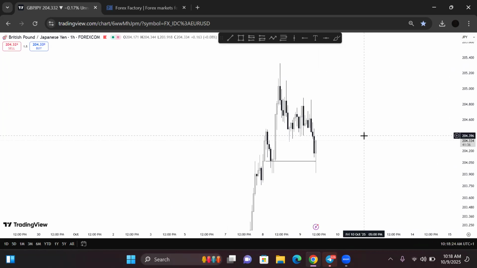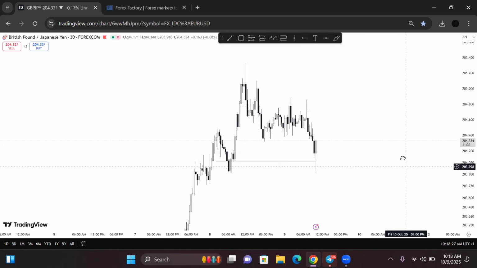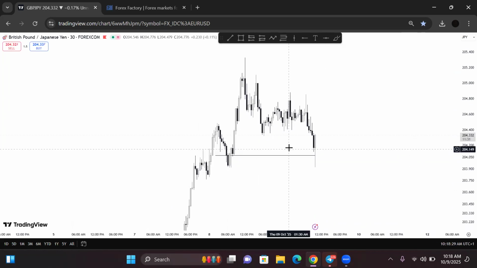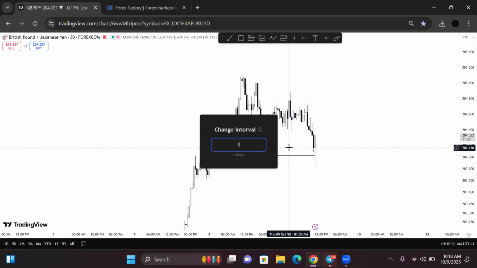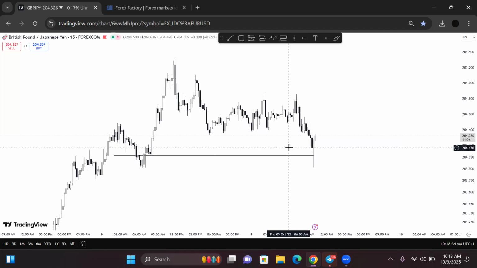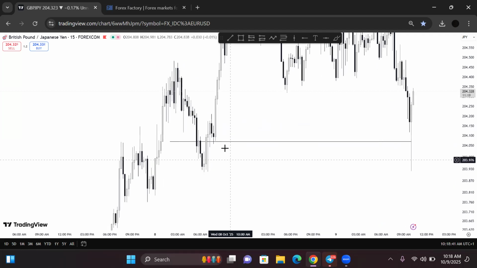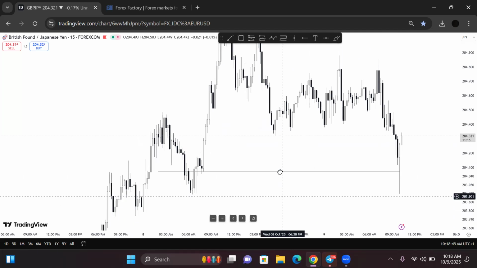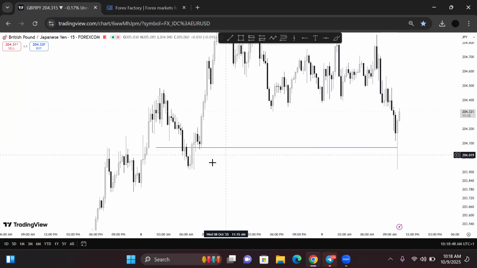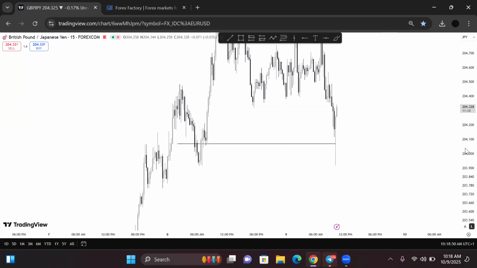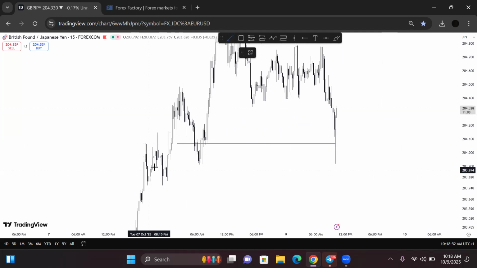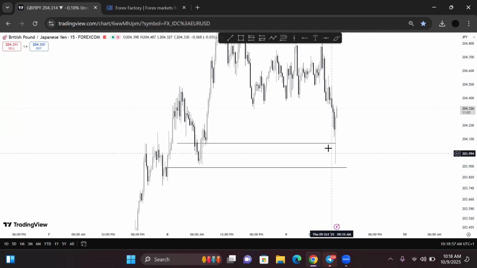Okay, let's go to 30 minutes or 15 minutes. I think 15 minutes is better. Sorry, guys. Okay. What am I seeing here? This zone does not have any main structure here. So I'm seeing GJ should come to this zone and buy from here.